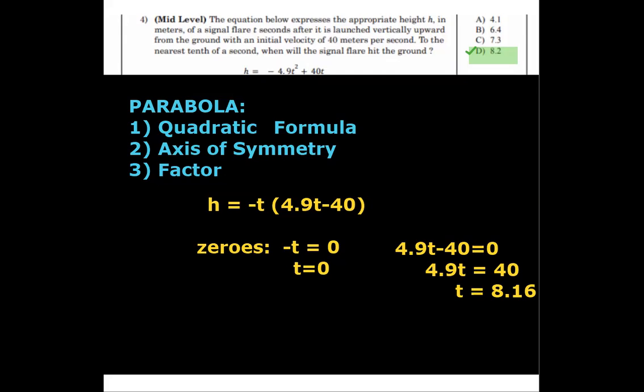Then solving for each factor equal to 0, we have negative t equals 0. So at t equals 0, it was launched from ground level. And then solving 4.9 t minus 40 equals 0, add 40 to both sides and divide by 4.9. And we get that the flare will land back on the ground after 8.16 seconds. The correct answer was D, 8.2 seconds, to the nearest tenth of a second.